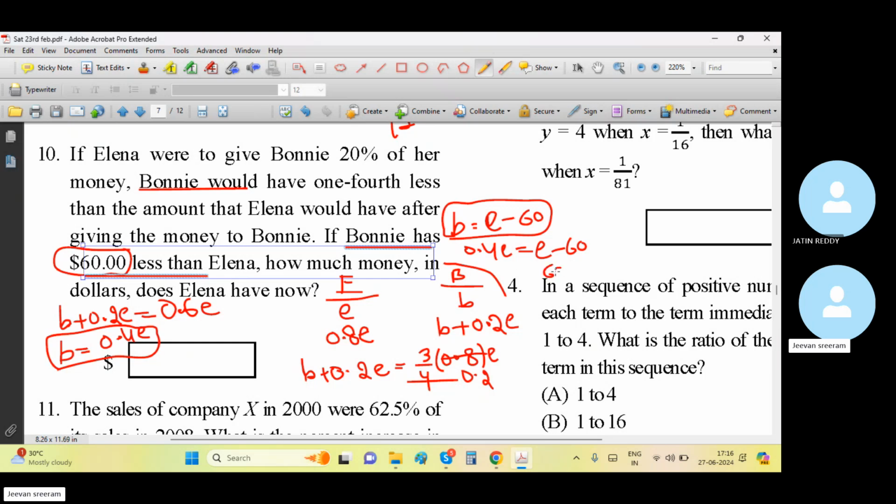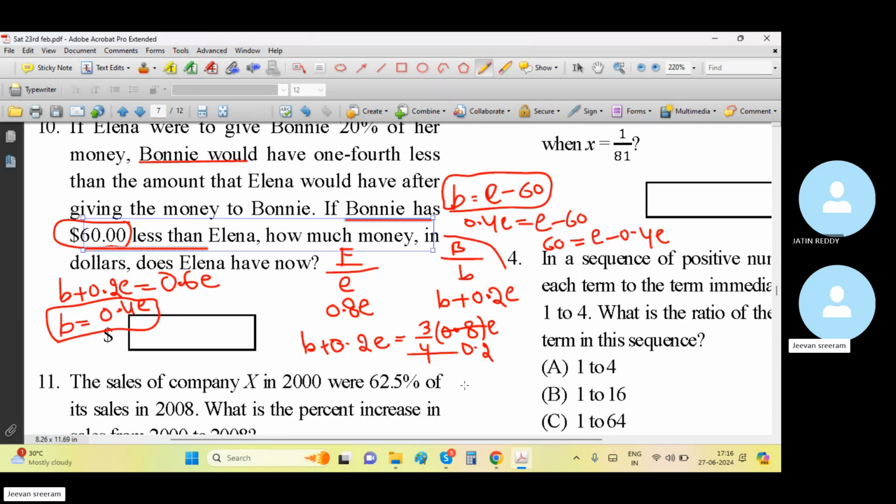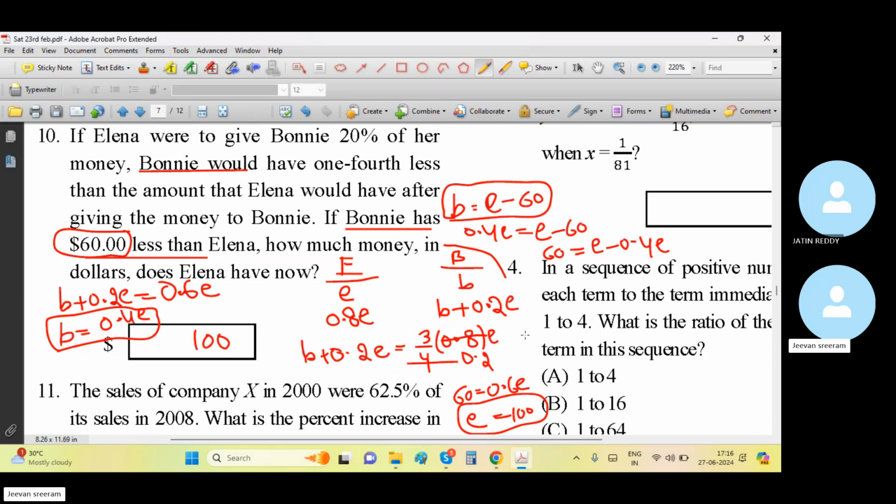So 60 comes up and then E minus 0.4E. So finally we have got 60 is equal to 0.6E. E is equal to 100. It's not that easy a problem. Even it took time for me. Each and every meticulous thing must be observed and understood.